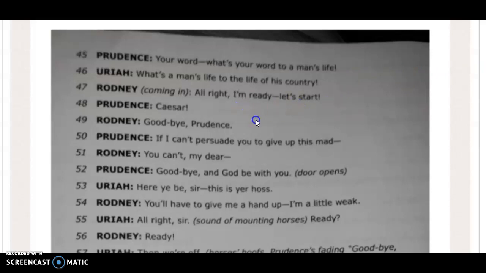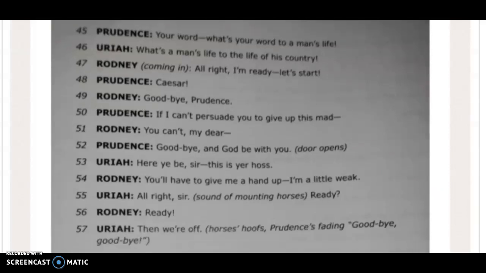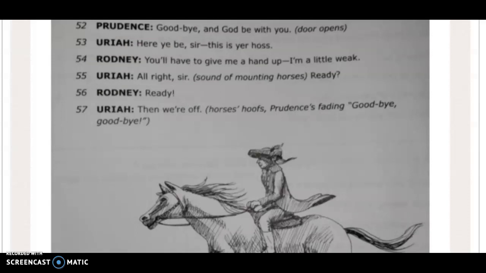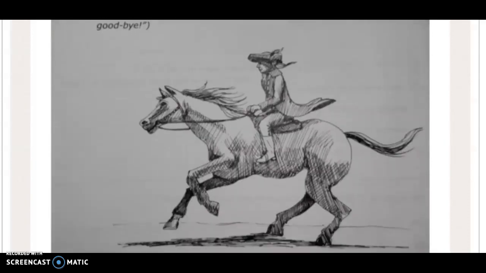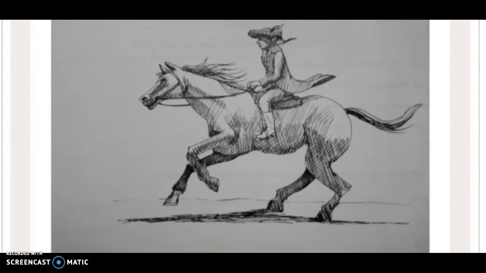Caesar. Goodbye, Prudence. If I can't persuade you to give up this, you can't, my dear. Goodbye, and God be with you. Here ye be, sir. This is your host. You'll have to give me a hand up. I'm a little weak. All right, sir. Ready? Ready. Then we're off. And there he is on his horse. Caesar Rodney.